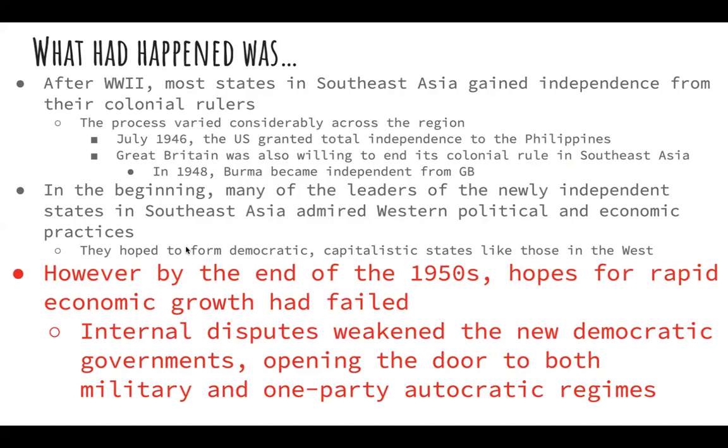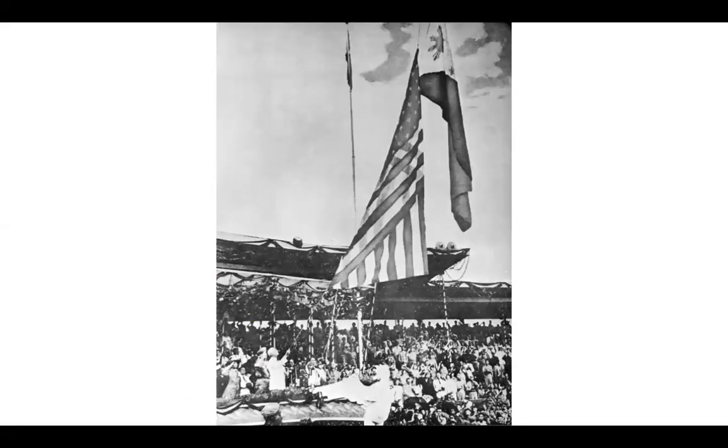In the beginning, many of the leaders of the newly independent states in Southeast Asia admired Western political and economic practices. They hoped to form democratic capitalist states like those in the West. However, at the end of the 50s, hopes for rapid economic growth had failed. Internal disputes weakened the new democratic governments, opening the door to both military and one-party autocratic regimes. So this is the American flag being taken down in the Philippines.